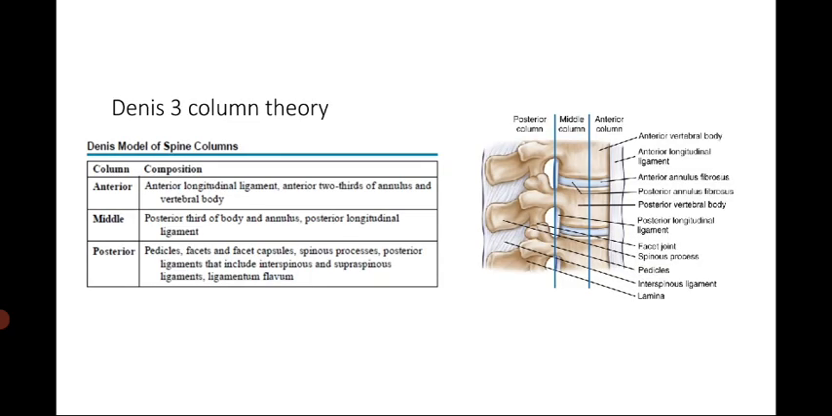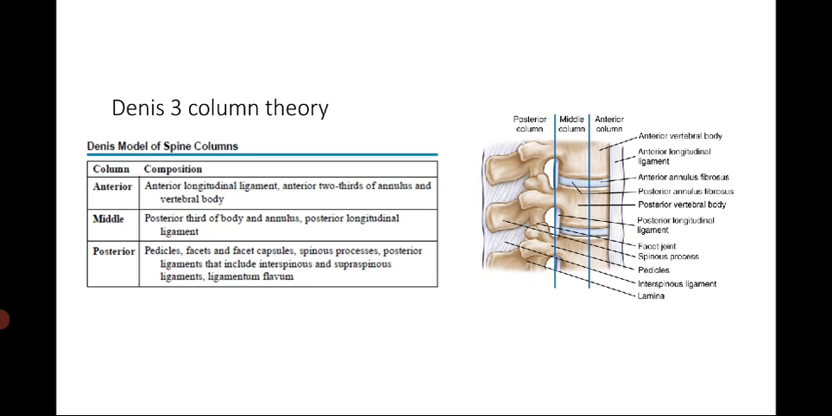Now we're going to discuss one important aspect of the spine, which is called the Denis three-column theory. The gist of the Denis three-column theory is that when two columns are involved, then we have instability of the spine. The three columns are the anterior column, the middle column, and the posterior column.